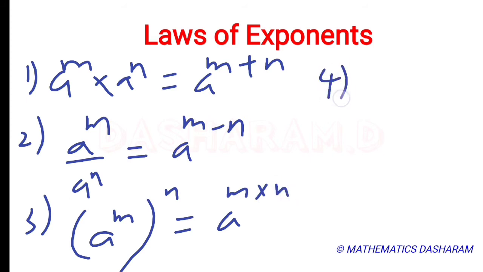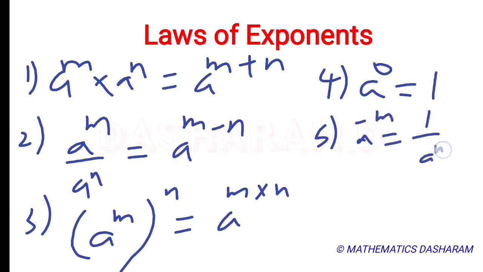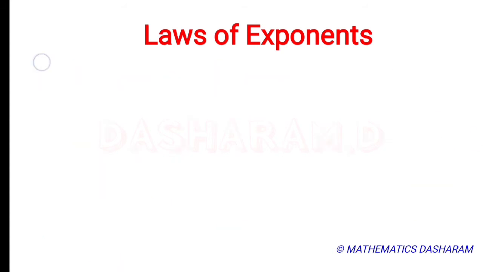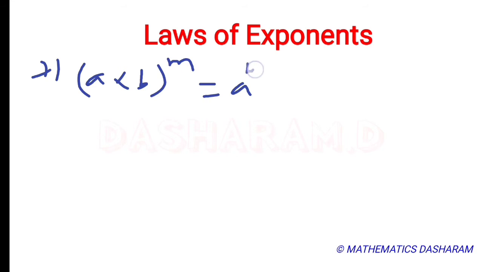Next, the fourth one is a to the power of 0. Here, when the power is 0 with any base, its answer is always 1. Next, the fifth one is a to the power of minus m equals 1 by a to the power of m. The sixth one is a to the power of m equals 1 by a to the power of minus m. Next, the seventh one is a into b whole to the power of m equals a to the power of m into b to the power of m.